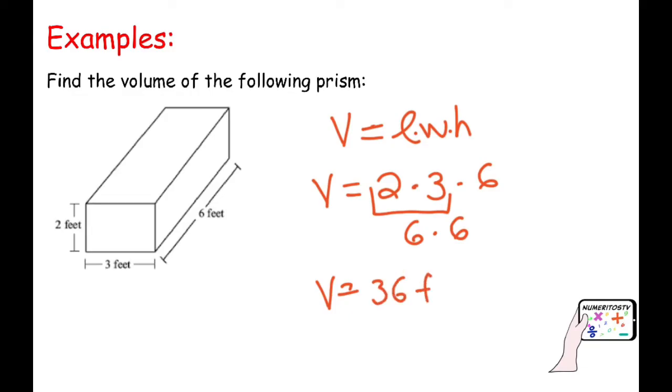And remember that the units for volume are cubic, compared to the units of area, which were square units. So just remember that for volume, we need cubic units.